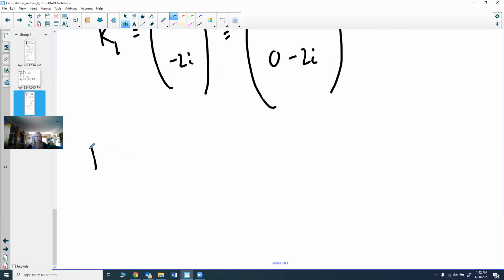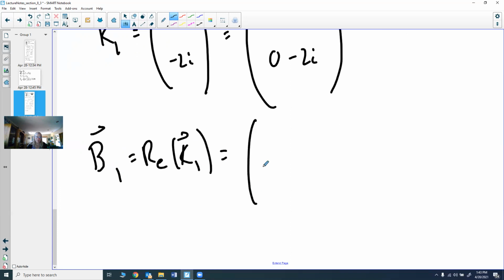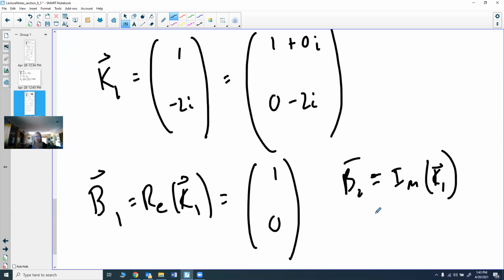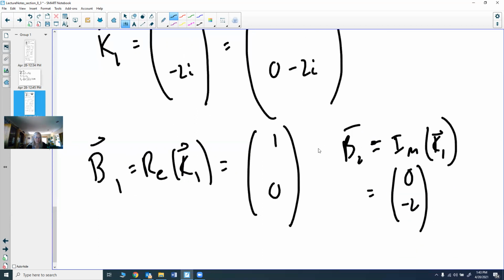We let B1 be the real part of K. The real part is the 1 and the 0. So B1 is 1, 0. B2 is the imaginary part of K1. That's the I parts, but it's not the I, it's the coefficients of the I. The coefficients of the I are 0 in the first one and negative 2 in the second one. So it's 0, negative 2.